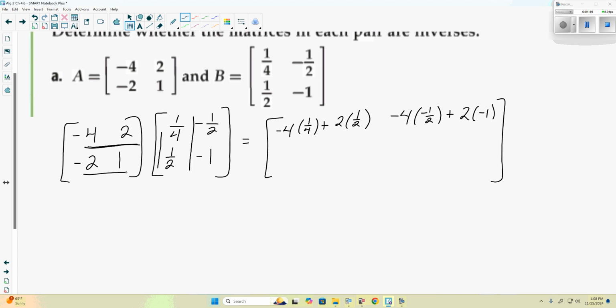We'll do the next one over and down. We'll have negative 2 times 1/4 plus 1 times 1/2. And lastly, over and down. We'll have negative 2 times negative 1/2 plus 1 times negative 1.